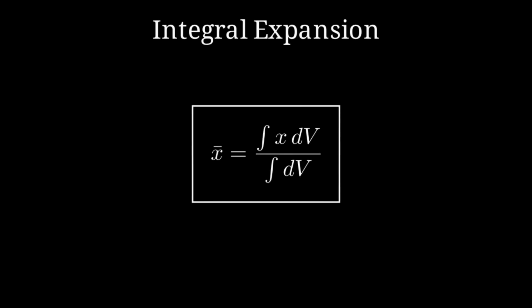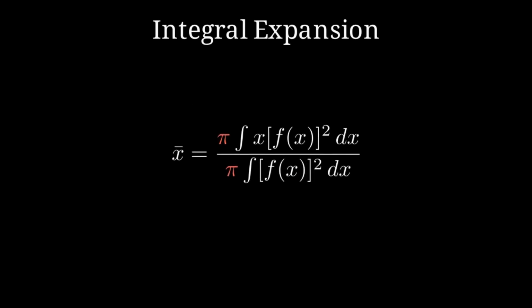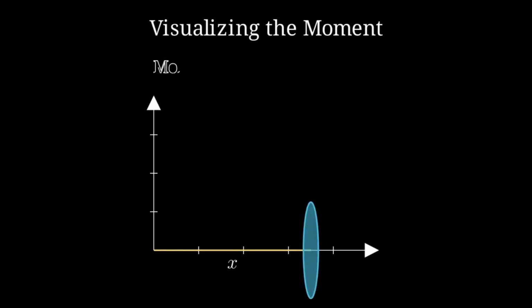By substituting our expression for dV into the centroid formula, the constant pi appears in both the numerator and the denominator. We can cancel it out, leaving us with a ratio of two integrals involving our function f(x). The numerator represents the total moment of the solid about the y-axis. It accounts for how far each piece of volume is from the origin. The further a section is, the more it pulls the centroid toward it.